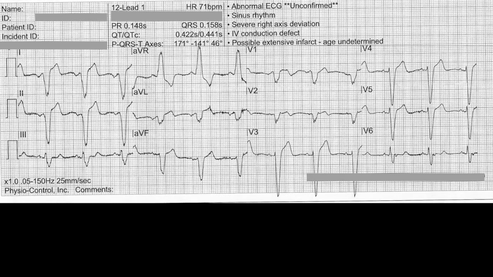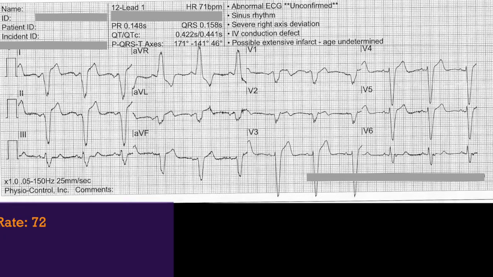So we always start with rate. What is the rate here? Looking across the bottom, this is a 10-second strip. So we go 1, 2, 3, 4, 5, 6, 7, 8, 9, 10, 11, 12. 12 times 6 is 72? And the computer says 71 at the top, so that's pretty darn close.